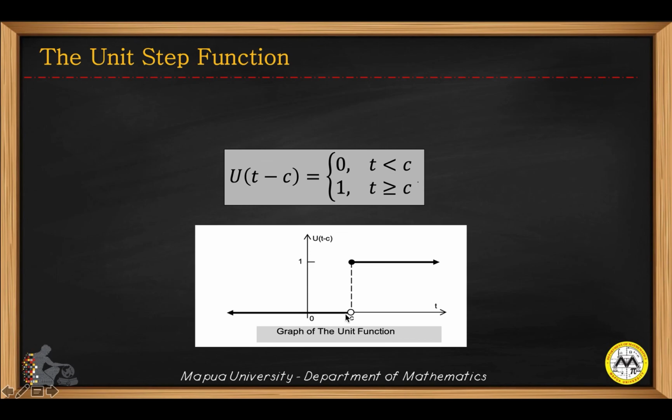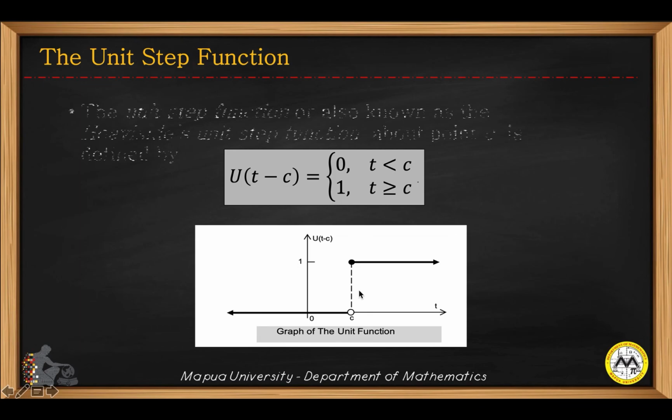0. So the graph will be along the t-axis. The independent variable here is t, and then 1. So this is your u equals 1 for t greater than or equal to c. This one is open, this one is closed. So this is the graph of your unit step function.